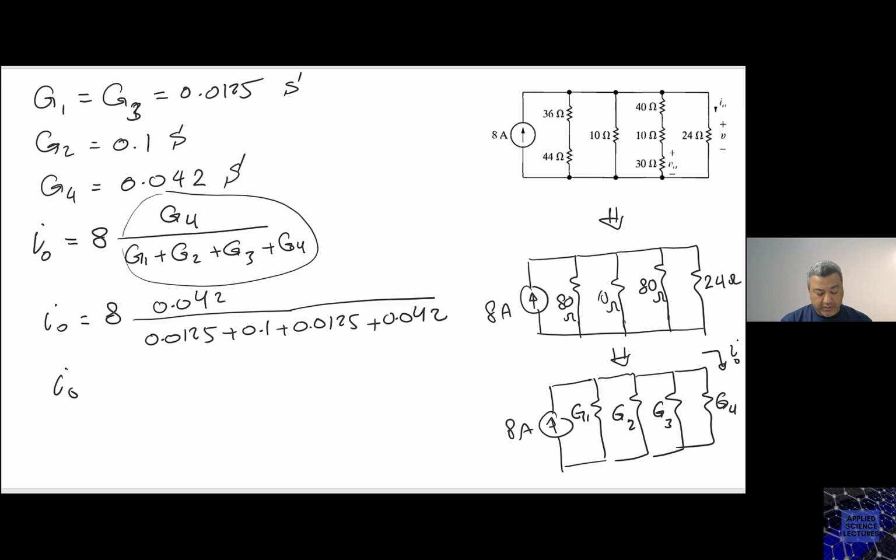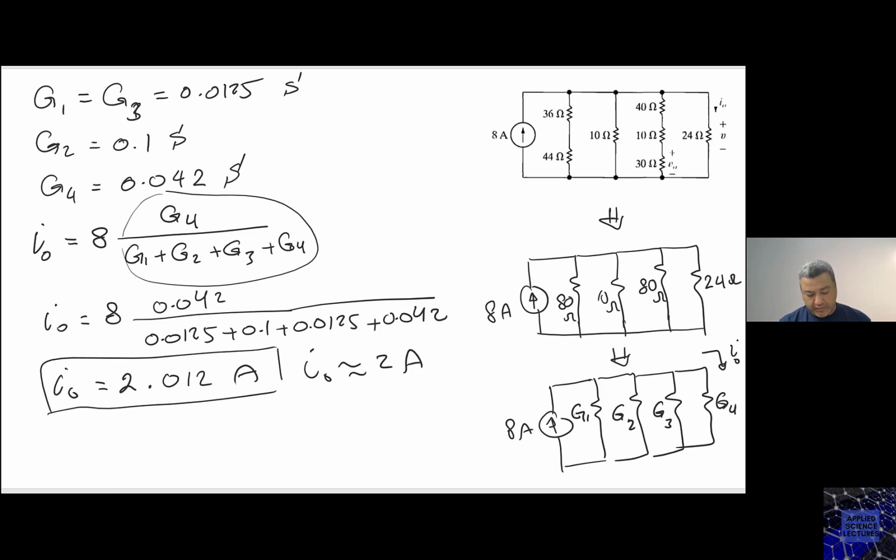I naught is 2 ampere. And to be precise, 2. So that's it. This is how we calculate the current division. So this is what I wanted to show you.